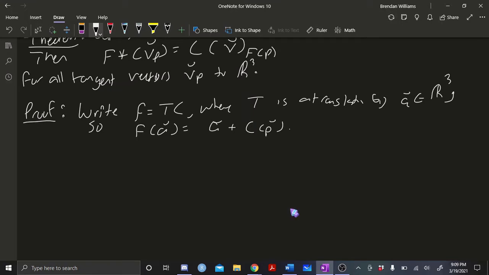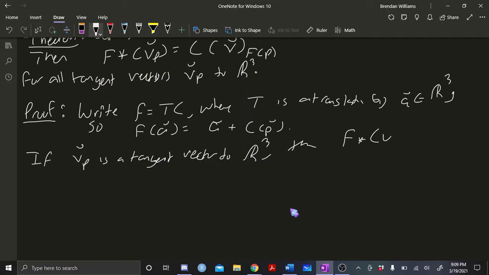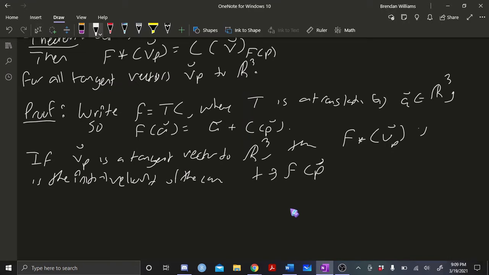Okay, if v sub p is a tangent vector to R3, then f star of v sub p is the initial velocity of the curve t mapping to f of p plus tv. And this is as per the definition above that we started with.